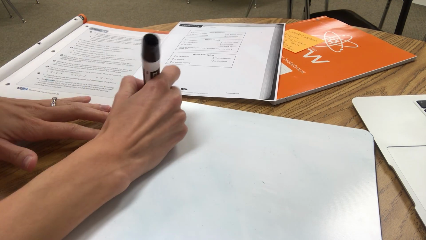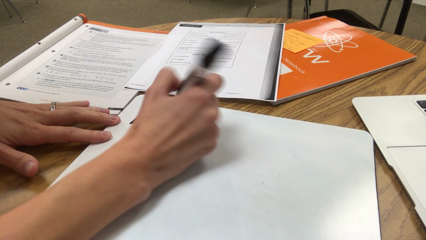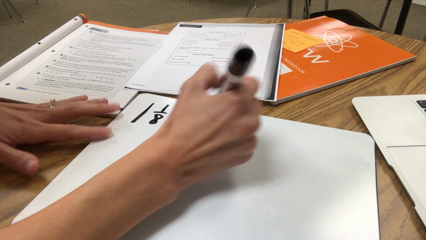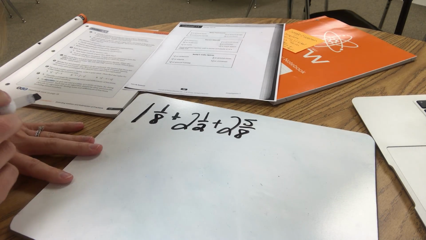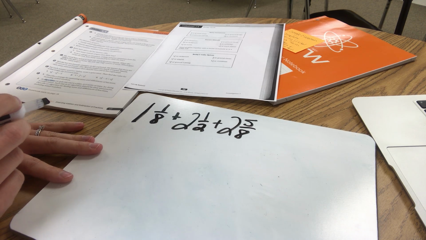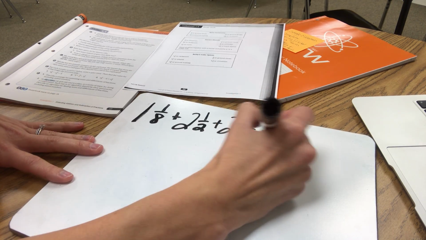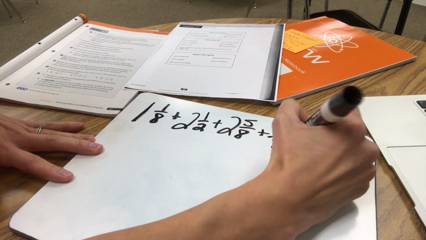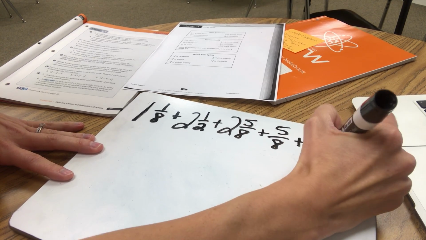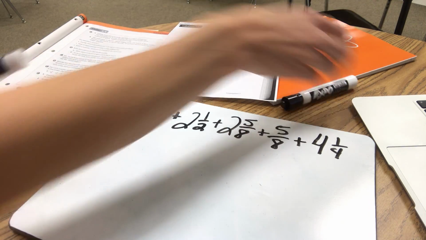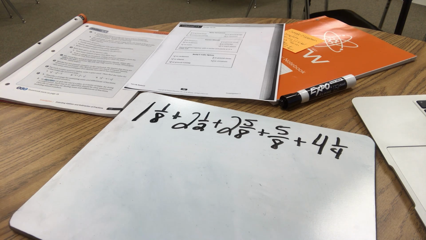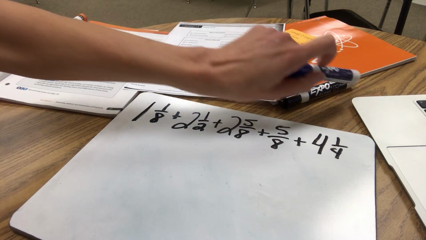of these fractions, okay? So we have 1 1/8 plus 2 1/2 plus 2 5/8 plus 5/8, then plus 4 1/4. So when we're adding all of these, we always want to get all of our numbers having a common denominator.